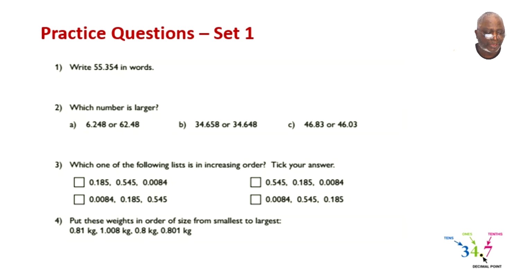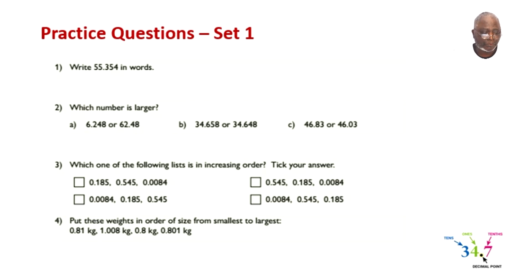Which number is larger, 6.248 or 62.48? 2b, 32.658 or 34.648, 46.83 or 46.03. Don't forget to align, put them in number, fill in the gaps before you begin to reorganize them so that you know which is smaller and which is larger.